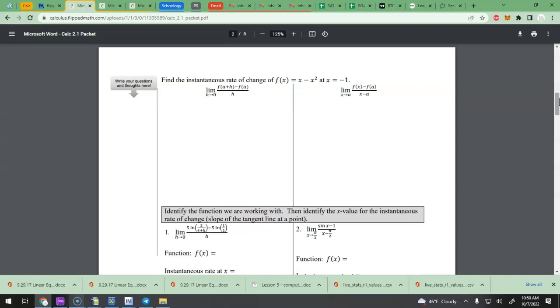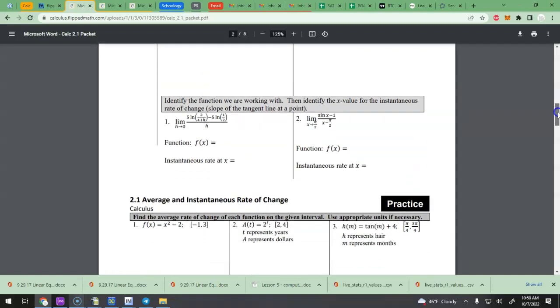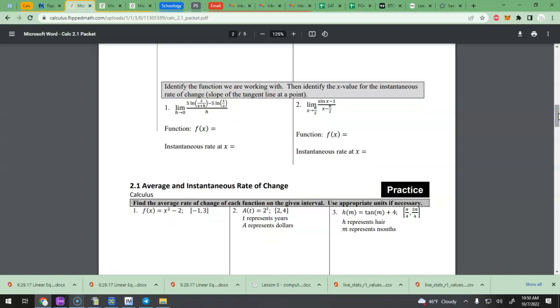So these are examples of the type of problem I'm talking about where we don't have to do the difference function, the difference quotient. They gave me two different forms here, and I wrote the two different forms on the board.